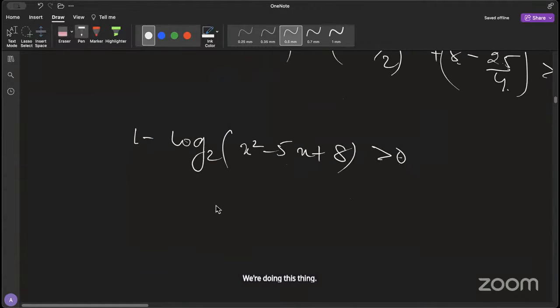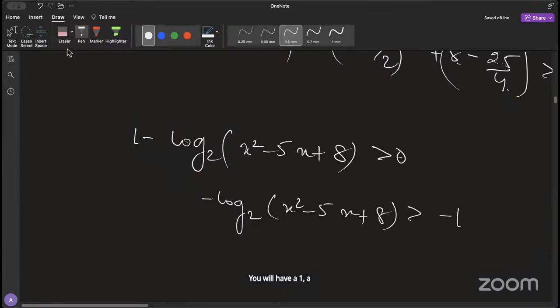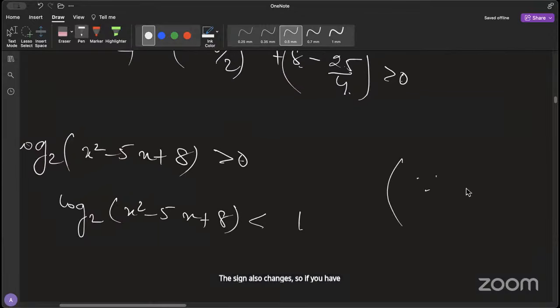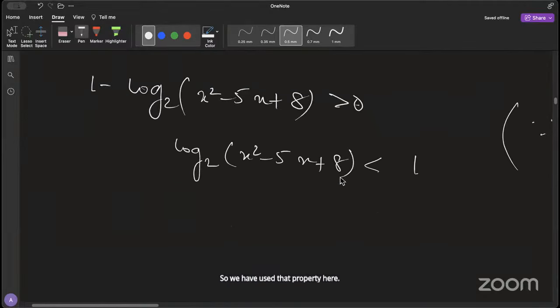So if I want this greater than 0, I'll have minus log base 2 of x square minus 5x plus 8 greater than minus 1 here, and this will change the sign. I'm removing minus from both sides, and the sign also changes. So if you have minus a greater than minus b, then a is less than b, right? So we have used that property here.